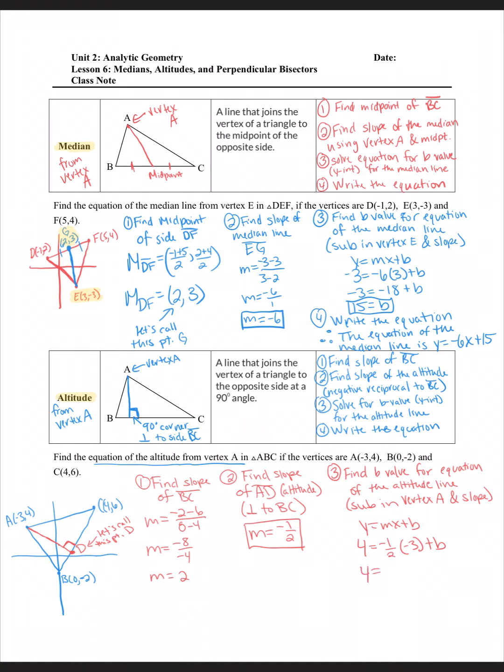So -1/2 times -3 is a positive 3/2. And I'm just going to change this to a decimal to make it a little easier. So I'm going to subtract 3/2, which is subtracting 1.5 from the other side. So we'll get 2.5 equals b. Okay, so we have our slope. We have our y-intercept. So step number 4 is we're just going to write the equation.